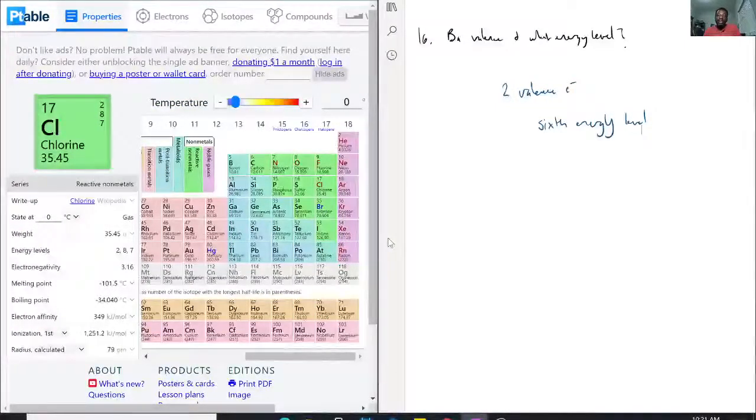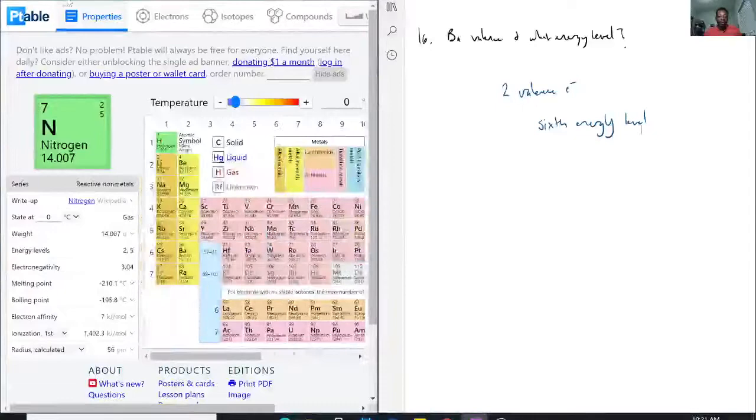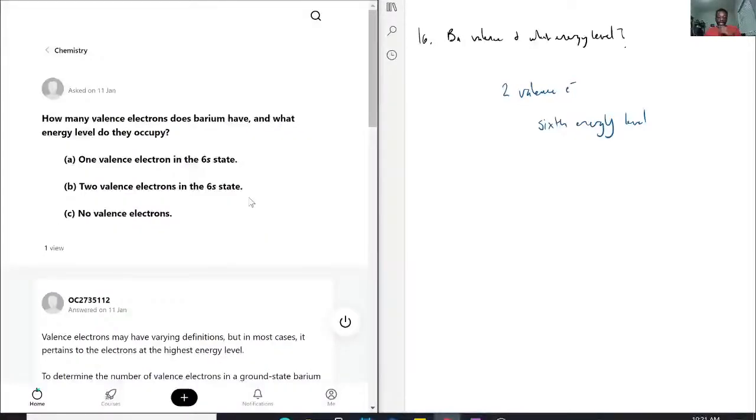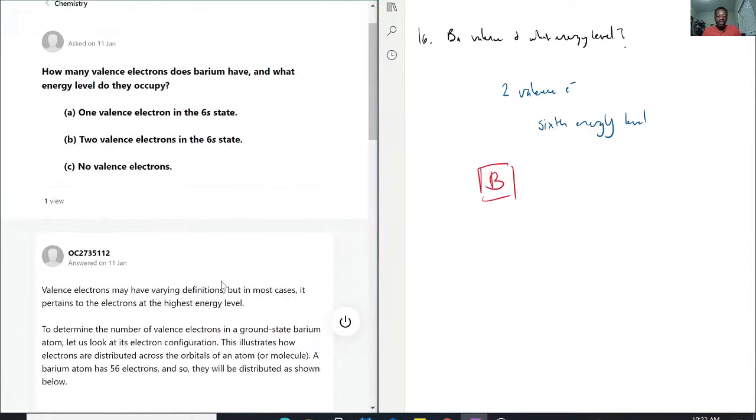How many valence electrons they have, and what energy level they're at. So just to review, the valence electrons are found by the column they're in, and the energy level is found by the row that they're in. Okay? So let's see what we have for choices. 1 valence electron in the 6s state? No. 2 valence electrons in the 6s state? Yes. No valence electrons? Definitely a no. So the answer here is B. B best describes barium. Well, that was a nice alliteration.